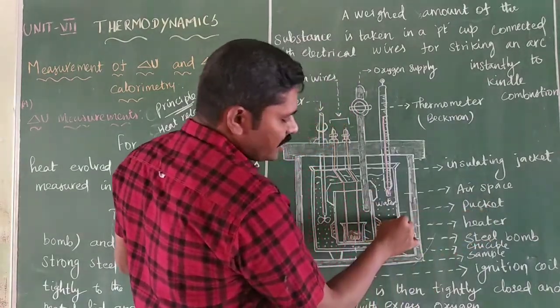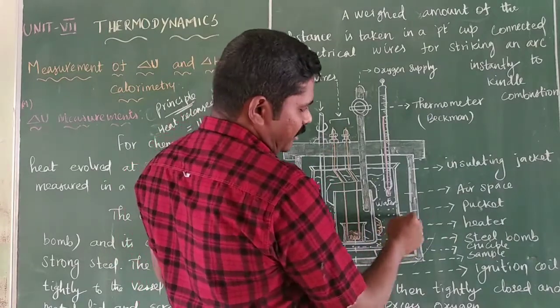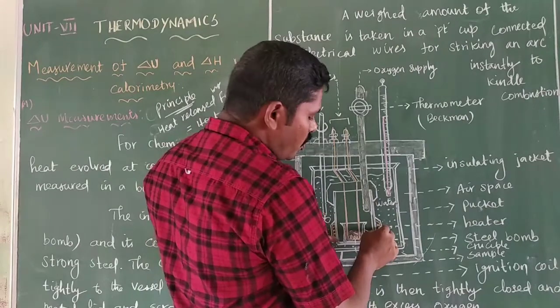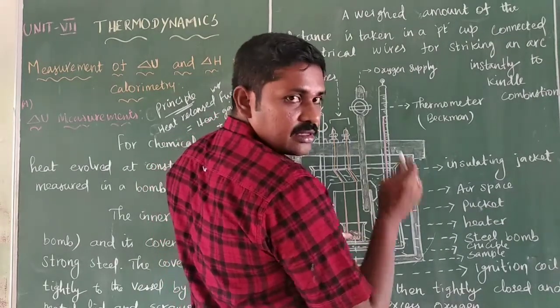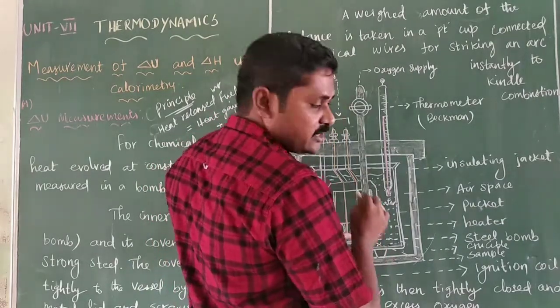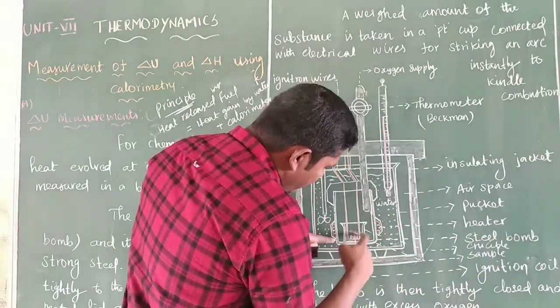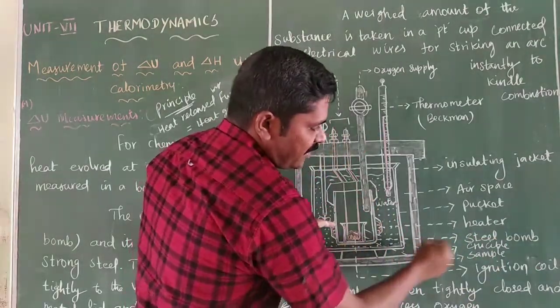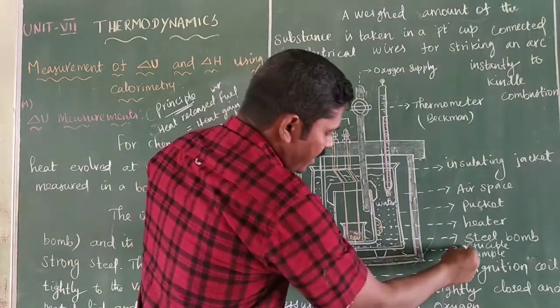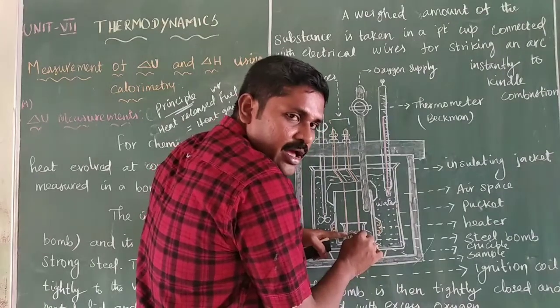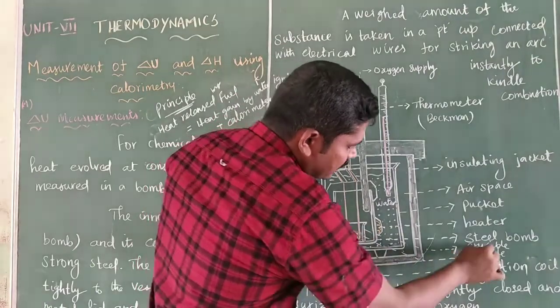The bucket contains water. Heater. The combustion of the substance takes place in the steel bomb, which is the inner vessel. The crucible holds the substance, and the platinum cup is the crucible.